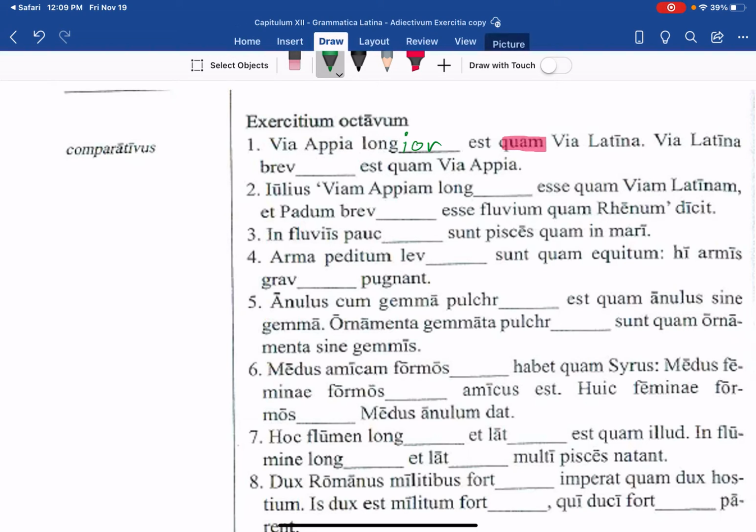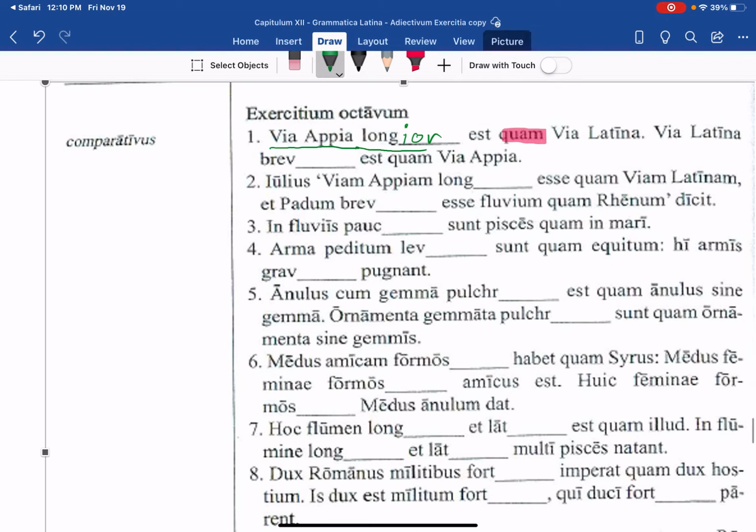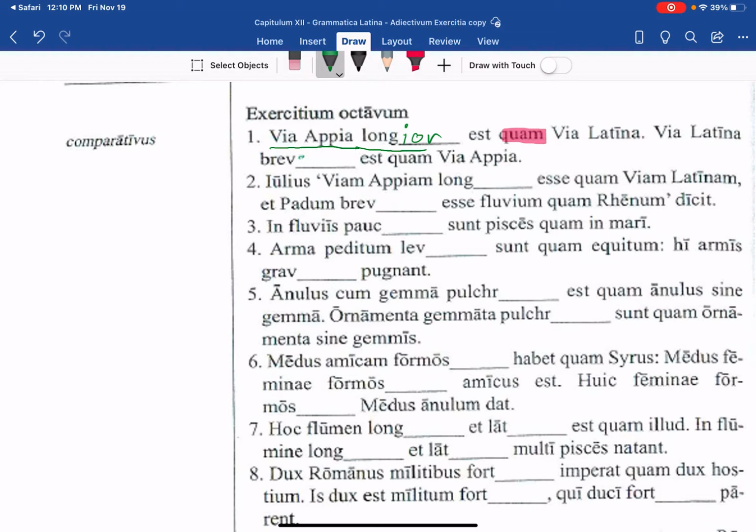Longior is the comparative form of the adjective longus, longa, longum, and it's longior for masculine and feminine in the nominative singular. And that's what we have here, because it's talking about via apia. The via apia is longer than the via latina. So that's longior. Via latina brevior est. Brevior est quam via apia. Forgive my handwriting there. So that's just the via latina is shorter than the via apia.